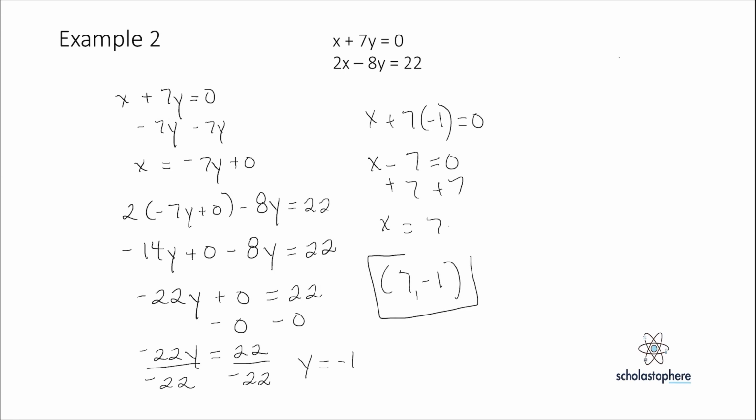So x is equal to 7. So the coordinate point answer for this problem is (7, -1).